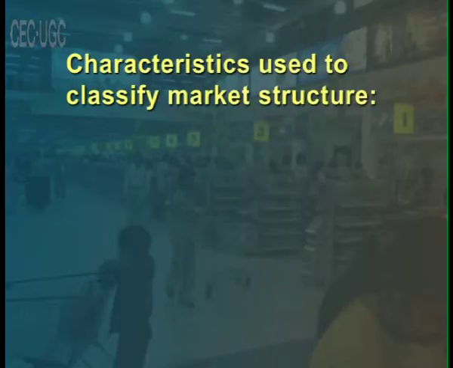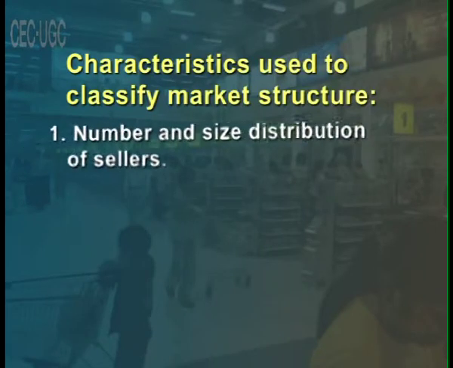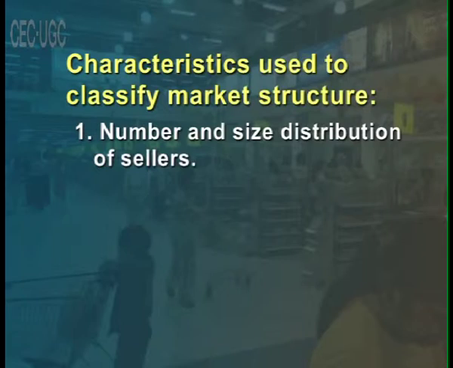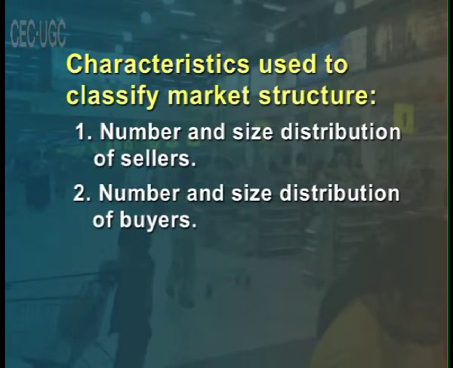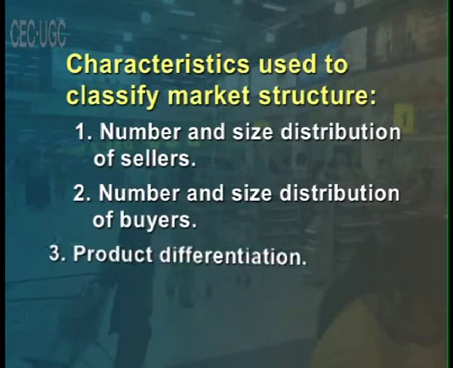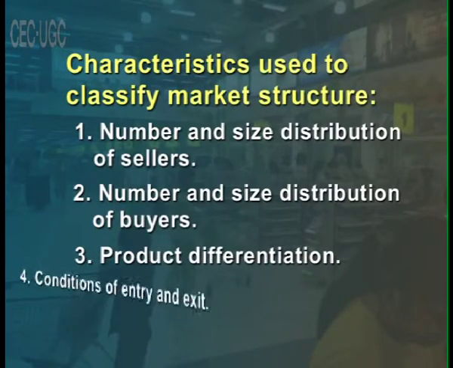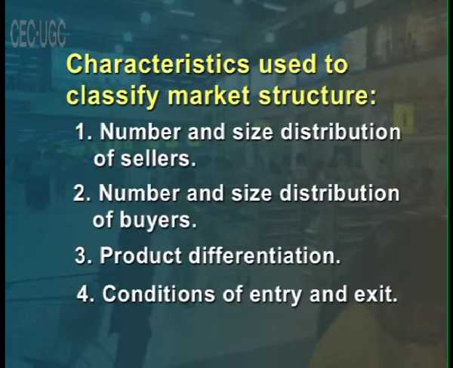The term market structure refers to the degree of competition prevailing in that particular market. The power of an individual firm to control the market price by changing its own output determines the degree of competition, and this power varies inversely with the degree of competition. There are four characteristics used to classify a market structure. First, the number and size distribution of sellers. Second, the number and size distribution of its buyers. Third, product differentiation. And fourth, the conditions of entry and exit.